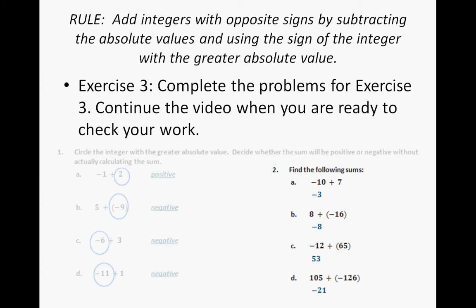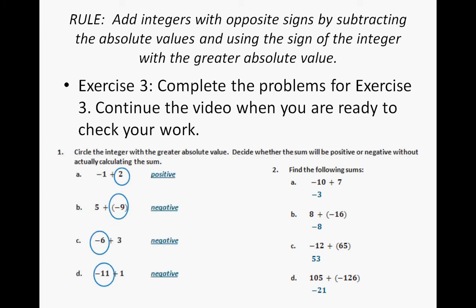All right, so here is the first part. Circle the integer with the greater absolute value. Decide whether the sum will be positive or negative without actually calculating the sum. So again, this is one way you can, without even figuring it out, look at the two numbers and say this is going to be a positive answer, and this is going to be a negative answer. And then you can go back and figure out what the answers are.